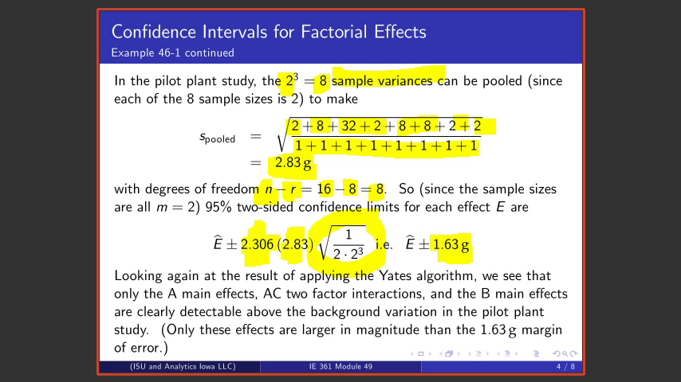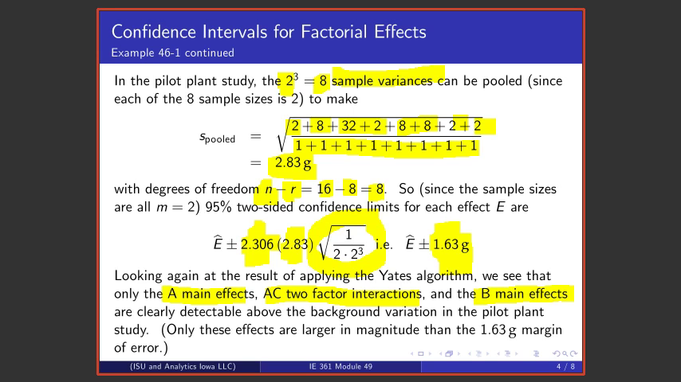If you go back to the previous module, Module 48, and look at the output of the Yates algorithm, what you'll see is that fitted A main effects were about 11, fitted AC two-factor interactions were about 5, and the fitted B main effects were somewhat smaller, but were bigger than this 1.63 value.